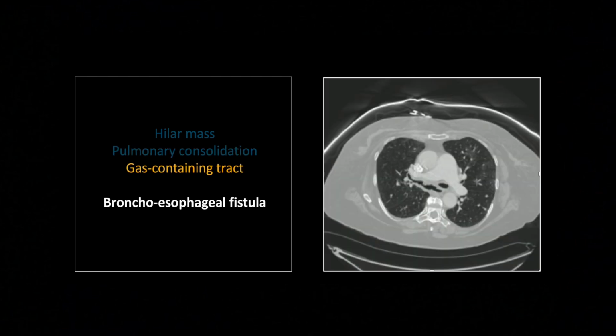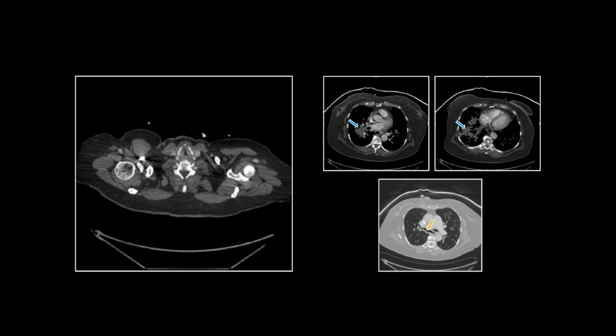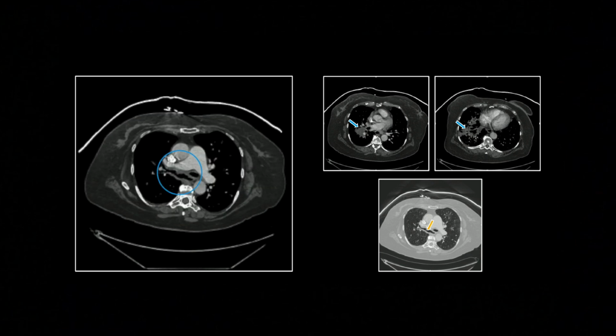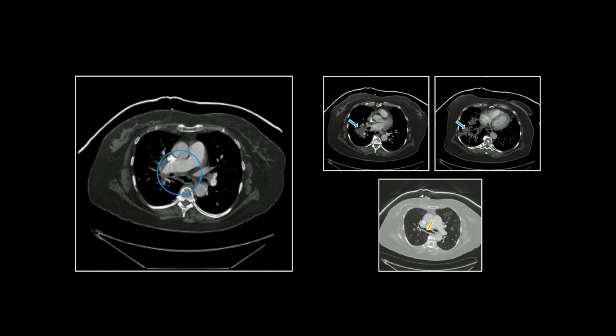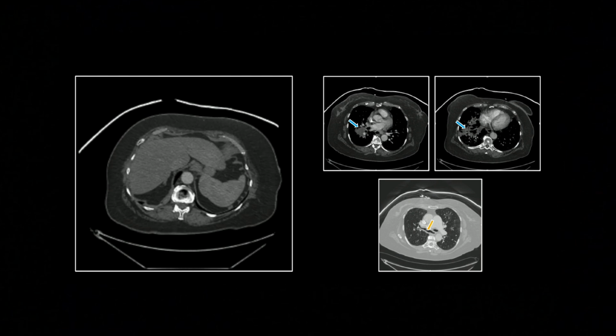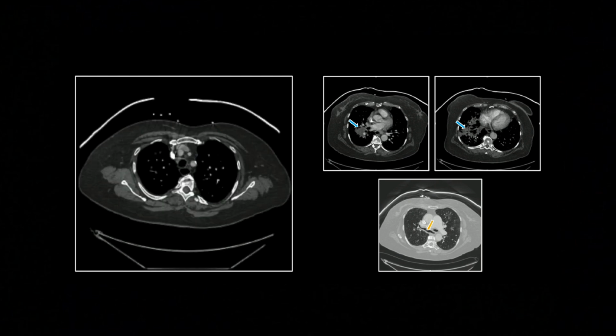But right here is where we've got the bronchoesophageal fistula. So you can see that communication between the proximal right mainstem bronchus and the esophagus right there. So again, usually in the setting of tumors and radiation therapy. And there's that hilar mass with distal airspace disease.